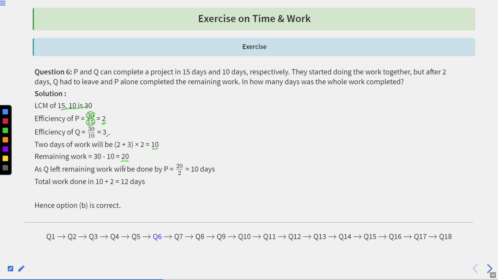As Q left, the remaining work will be done by P. So P takes 20 upon 2, that is 10 days. So the total days required to do the work will be 10 plus 2, that is 12 days. So the correct option here is option C. Option B.